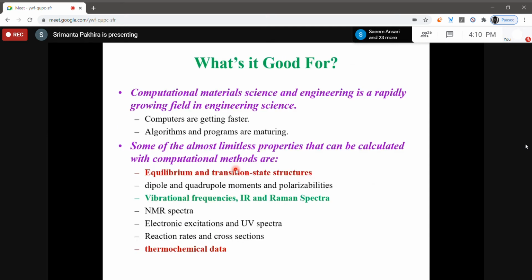So what kind of good thing for such kind of methods? Using this computational material science and engineering, whatever we are discussing here, it's actually a rapidly growing field in engineering sciences. And especially material sciences and material engineering, as well as condensed matter physics. And you can find that many faculty members, not only of India but also abroad, in the rest of the other countries, and many big scientists are working in this field.